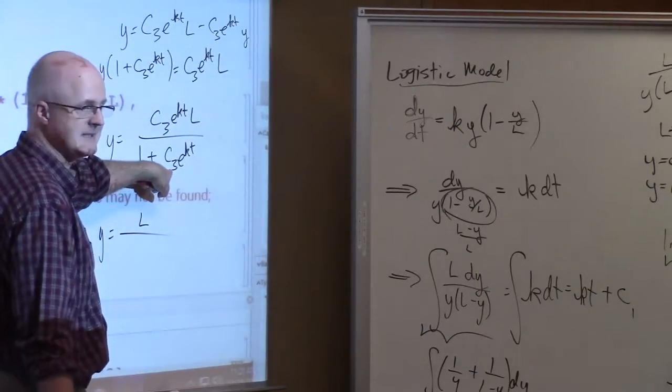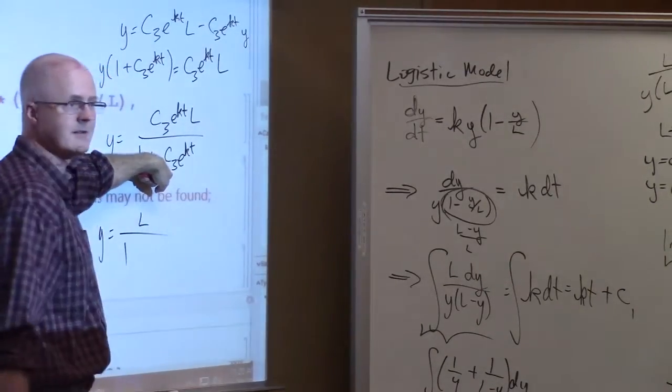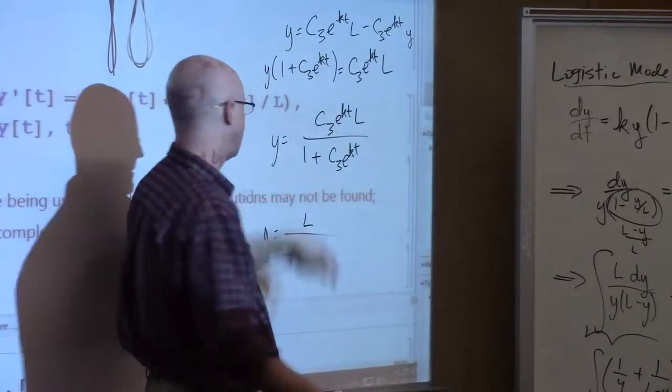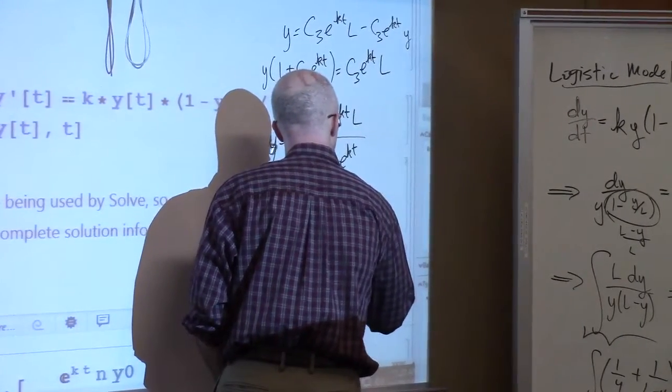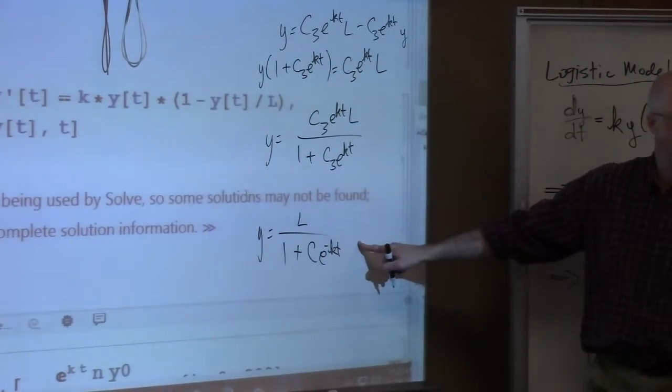When you divide this by c3 e to the kt, you get a 1. I'm going to put that 1 right there. When you divide this by c3 e to the kt, you get a c4 e to the negative kt. Well, you might as well call that c4 just a plain c, and write it like that. That's the way the book writes it.